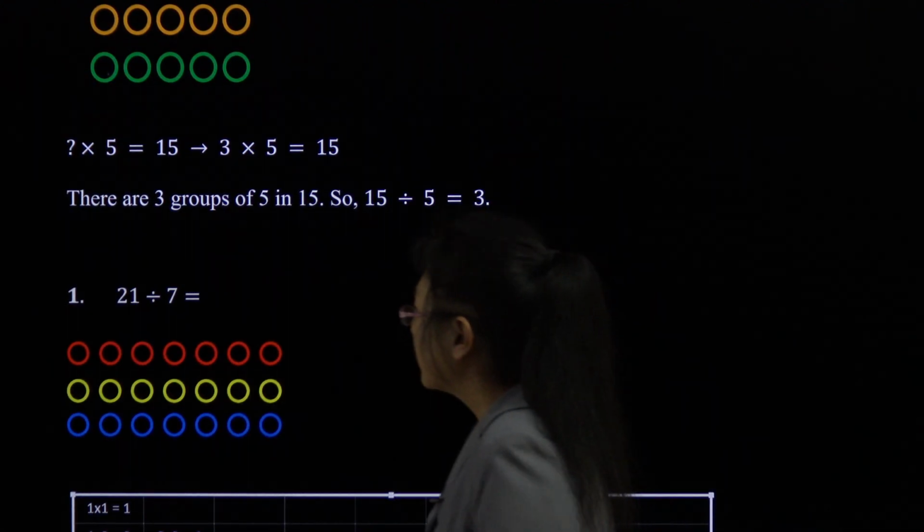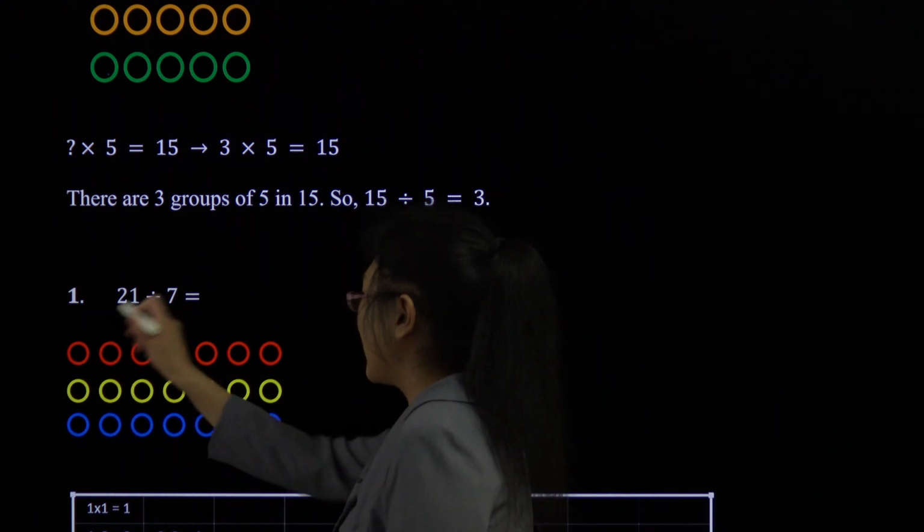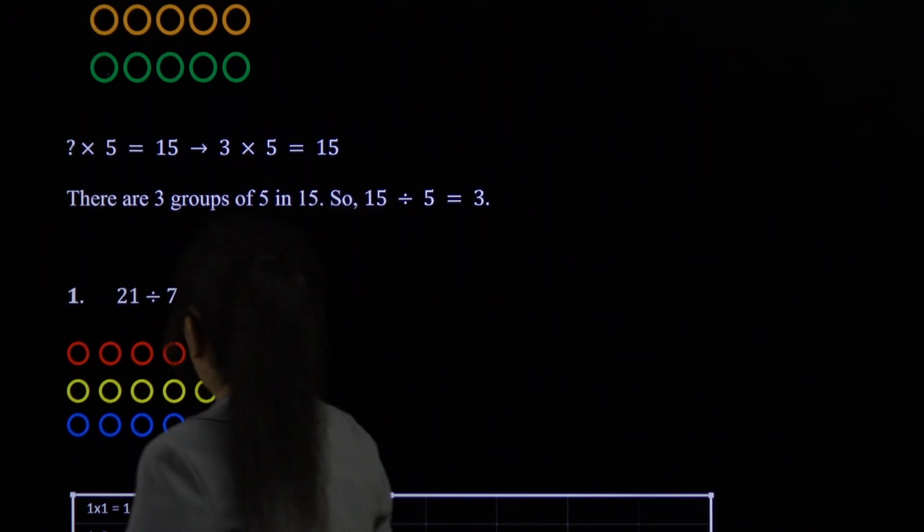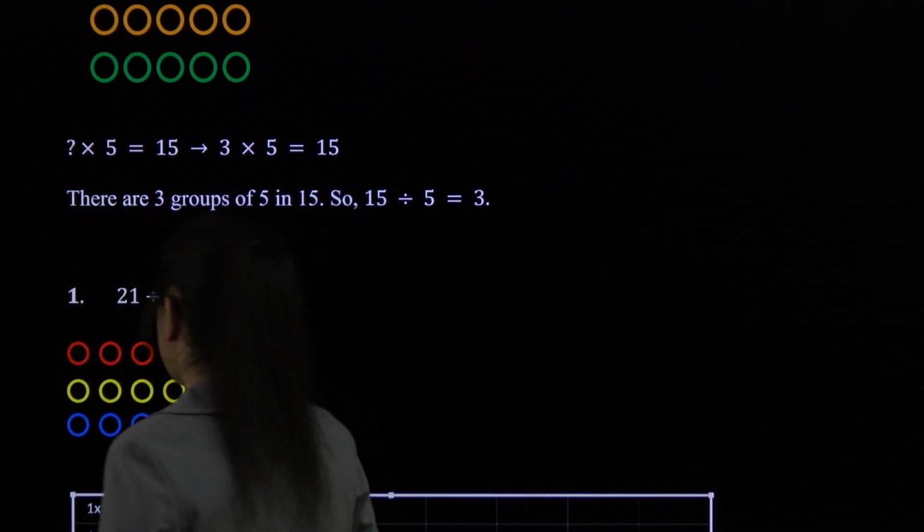Now we see here, 21 divided by 7. 7 times 3 equals 21. Therefore, 21 divided by 7 equals 3.